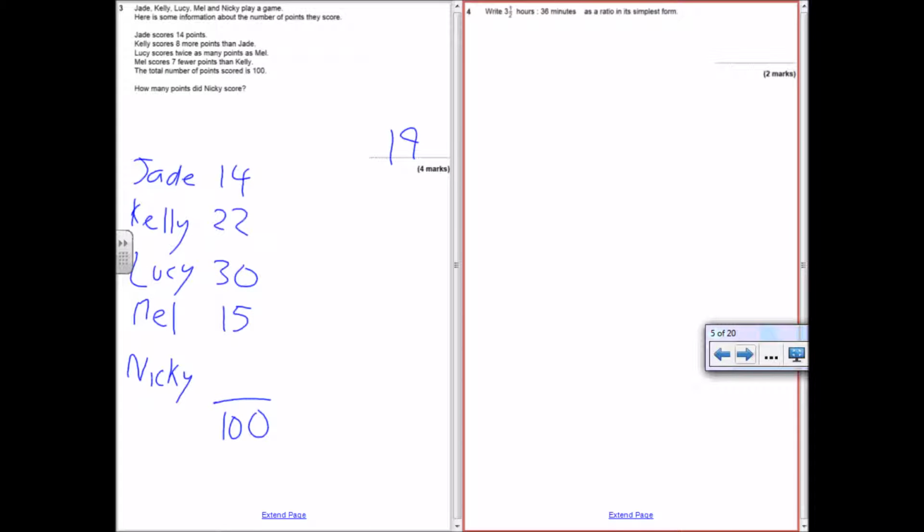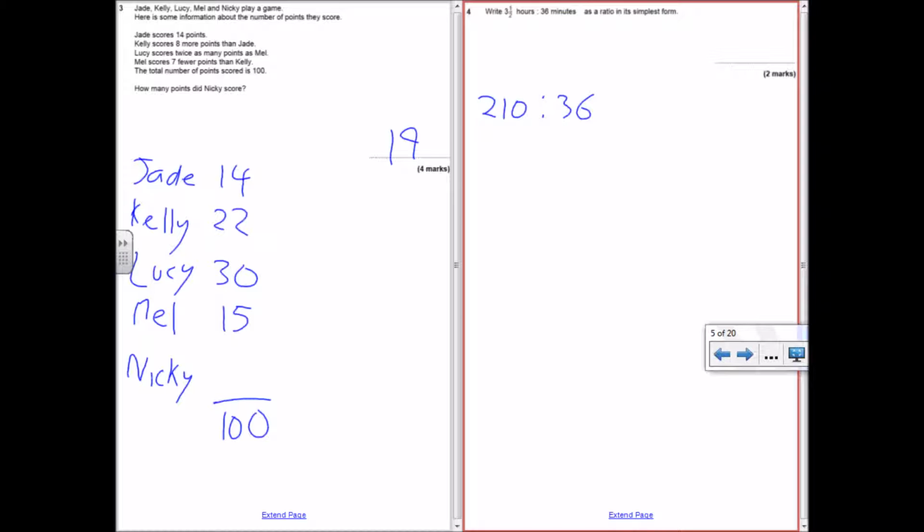Number 4, ratio question. The problem we've got at the beginning is that they're in different units. On one side the ratio is in hours and the other side is in minutes. So the best thing to do first is to convert them both to minutes. So 3.5 hours, well there's 60 minutes in an hour, so 3 hours is 180 minutes, half an hour is 30 minutes, so 3.5 hours is 210 minutes.